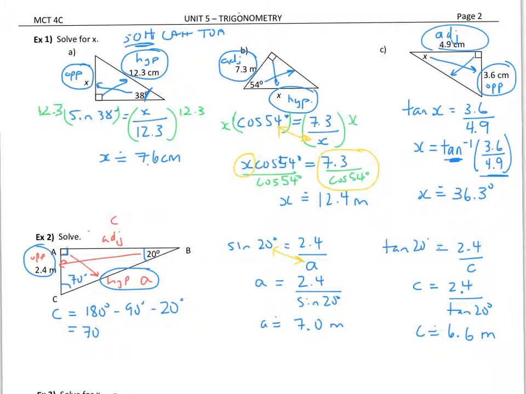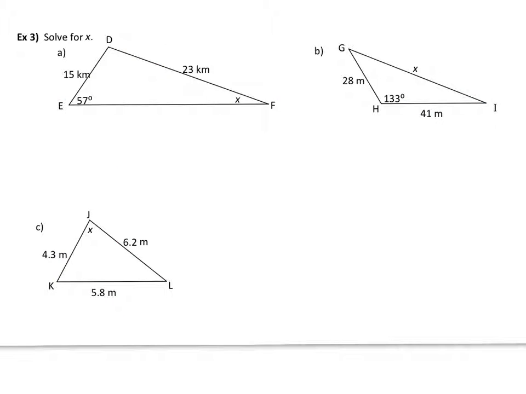So we've solved for all missing side lengths and angles there. We solved that triangle. Moving along here, we have 3 triangles, A, B, and C. None of them have 90-degree angles, so that means we have to use sine law or cosine law.